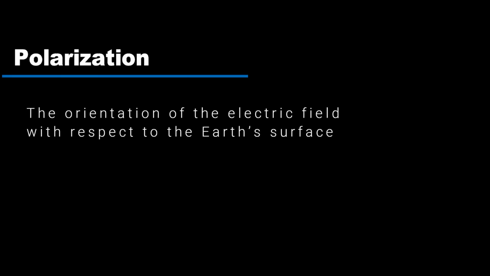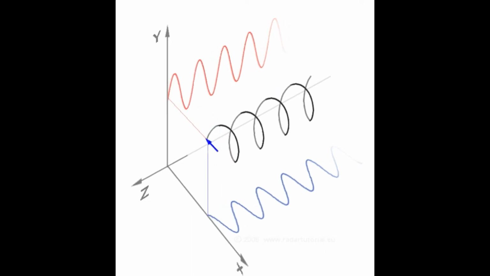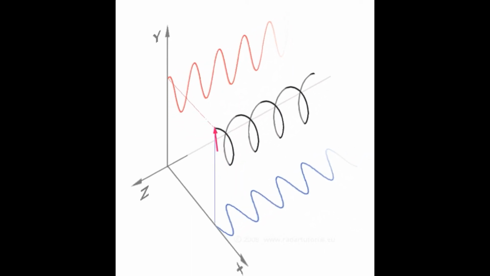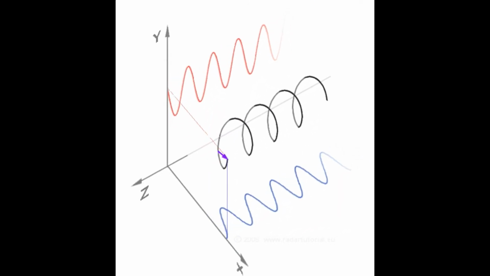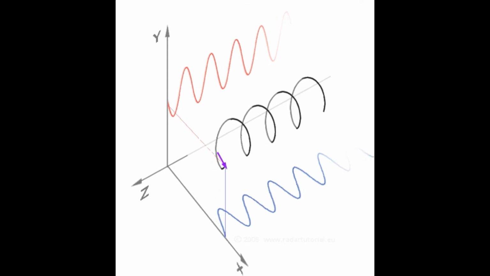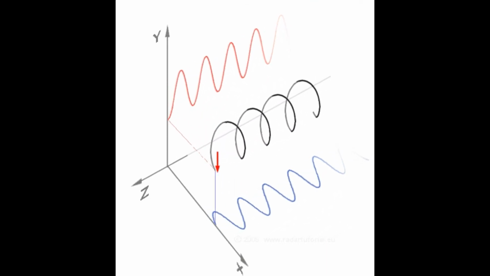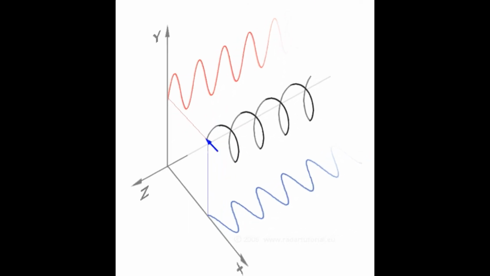Polarization. The orientation of the electric field with respect to the Earth's surface. When an antenna radiates electromagnetic waves, it uses the propagation of the electric field. The polarization of an antenna depends on the way the electric field is oriented. You'll hear people call antennas vertically, horizontally, or circular polarized. Remember, it's just the way the electric field is oriented.